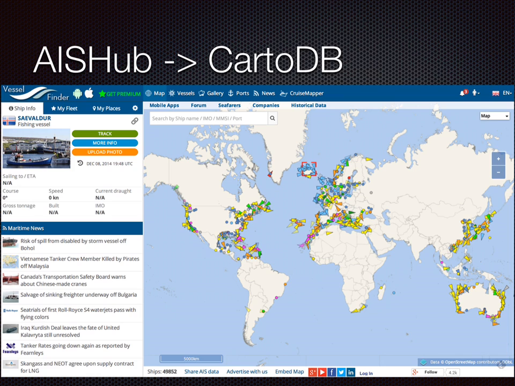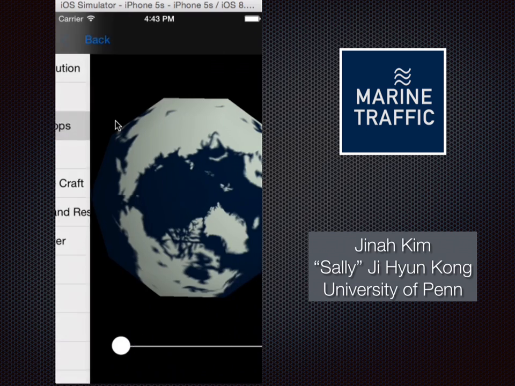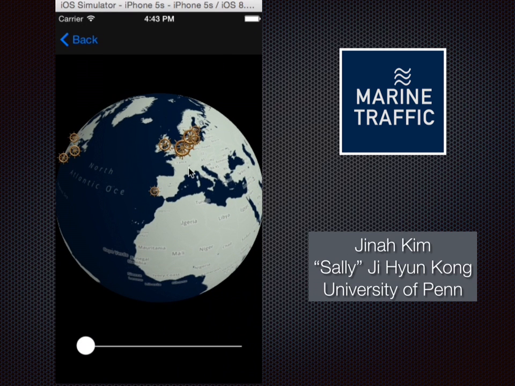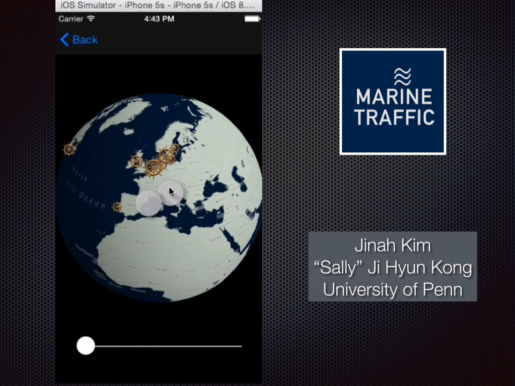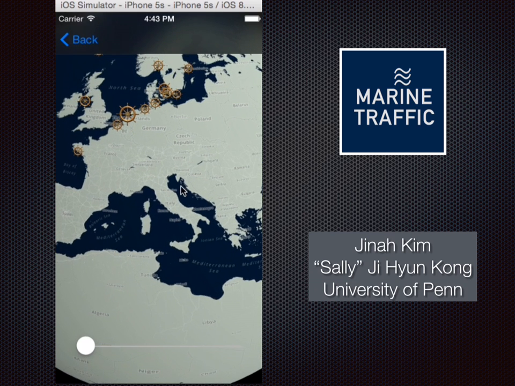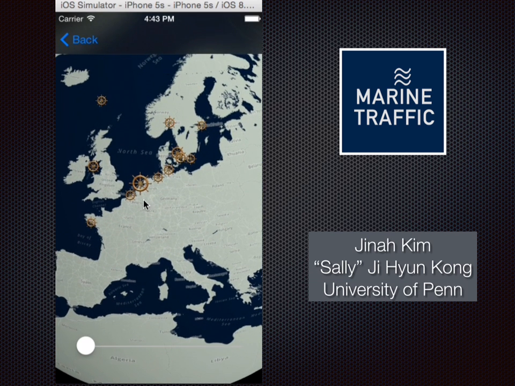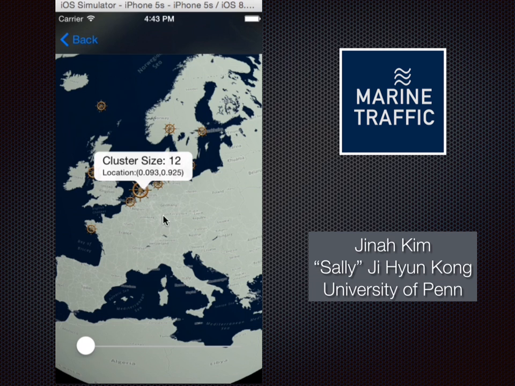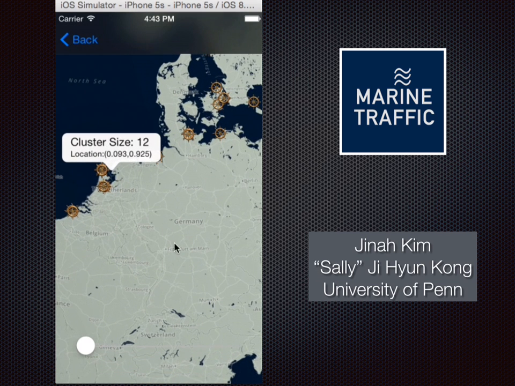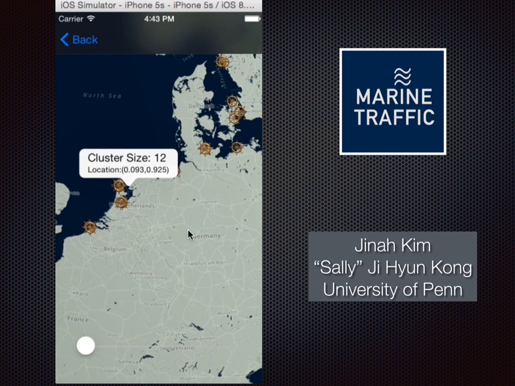So Sally and Gina did just that and scraped AISHub over a small period of time and uploaded the data to CartoDB. And from that, they made an app where they can poke around the data and see what's going on. So the larger icons here are clusters of ships. And then when you zoom in, you can actually see the individual ships themselves.